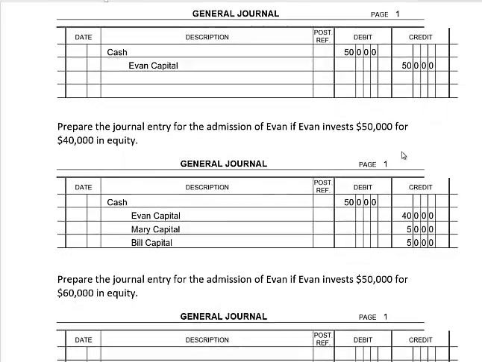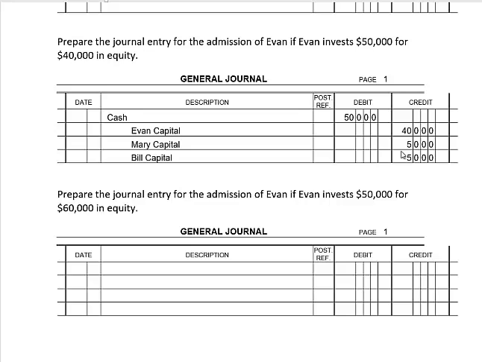In the next example, it says prepare the journal entry for the admission of Evan if Evan invests $50,000 for $60,000 in equity. So once again, we'll put in the $50,000 that Evan invested. We'll go down, I'm going to skip a few lines and put in Evan's capital, which this time is $60,000. So once again, we've got $10,000 that we have to account for in this journal entry.